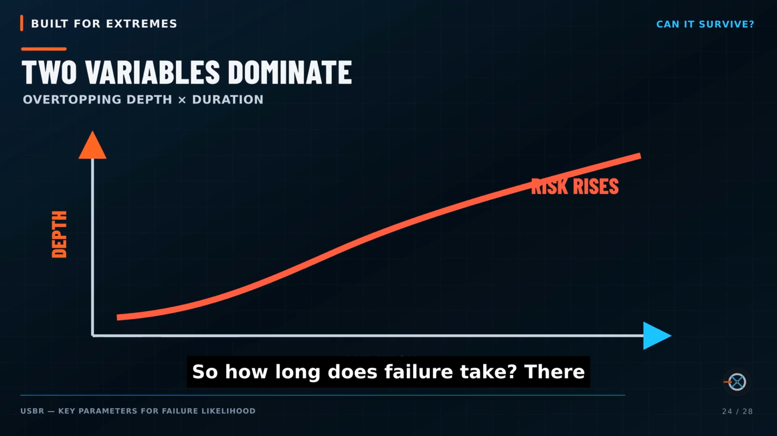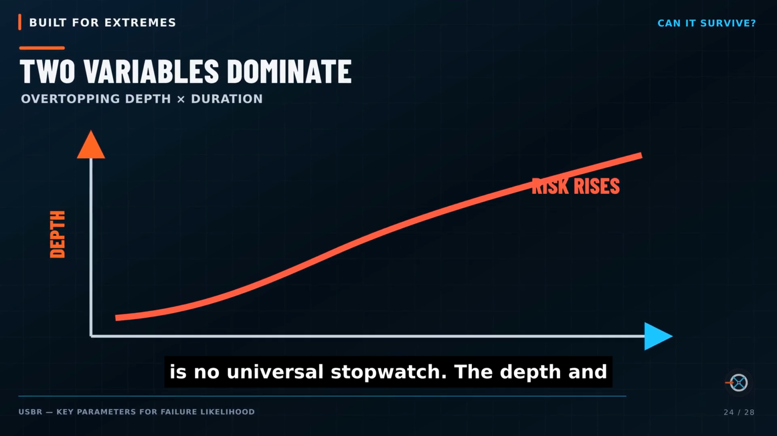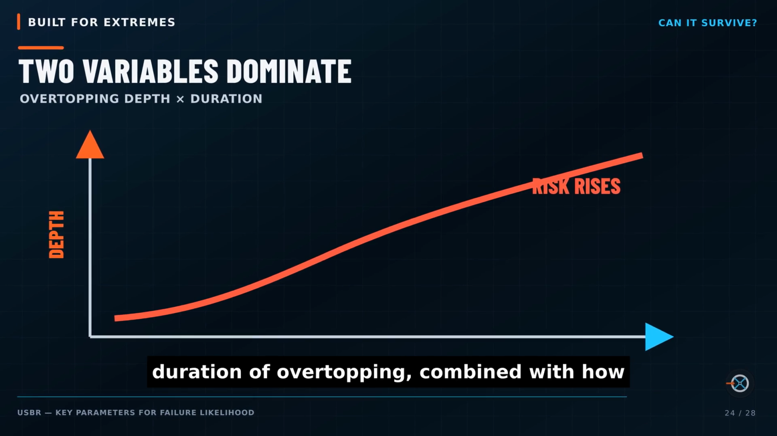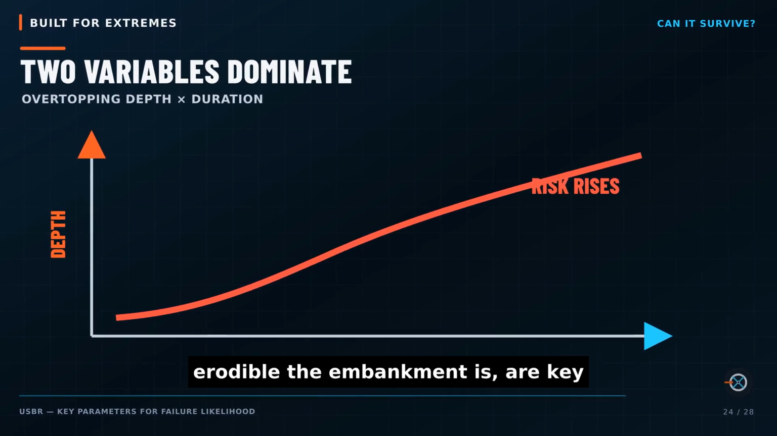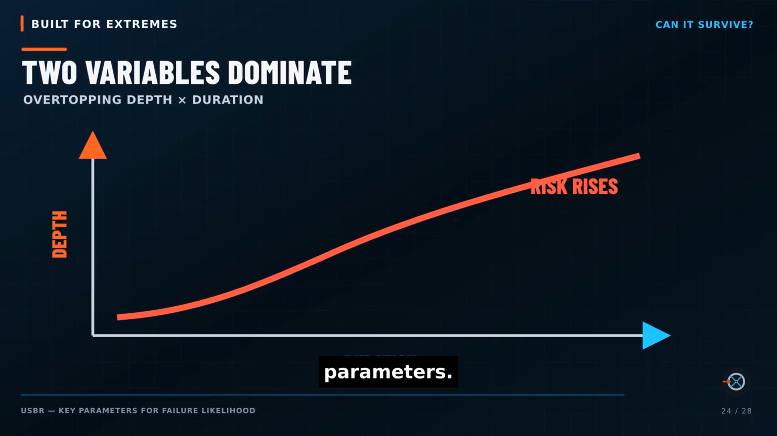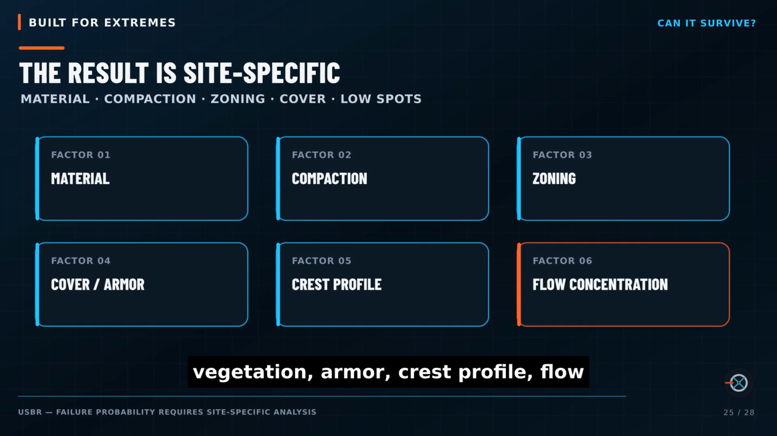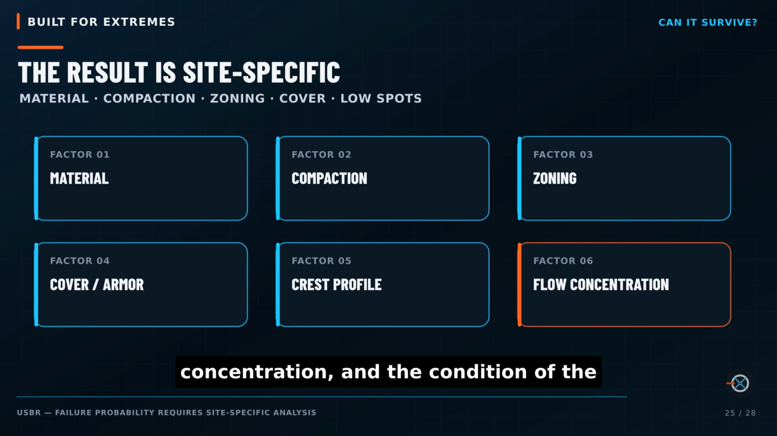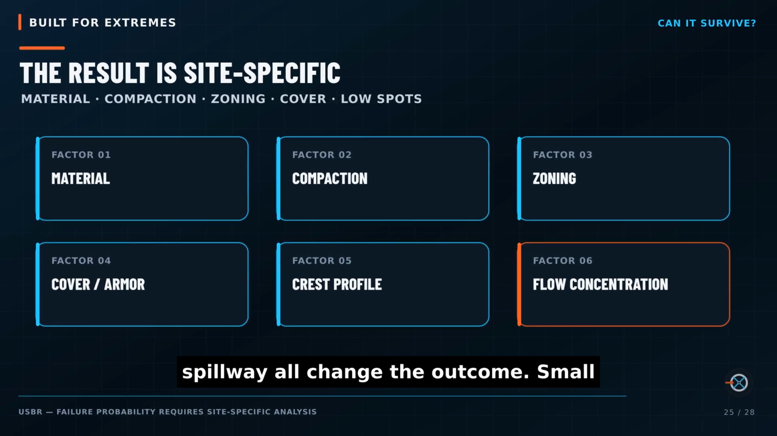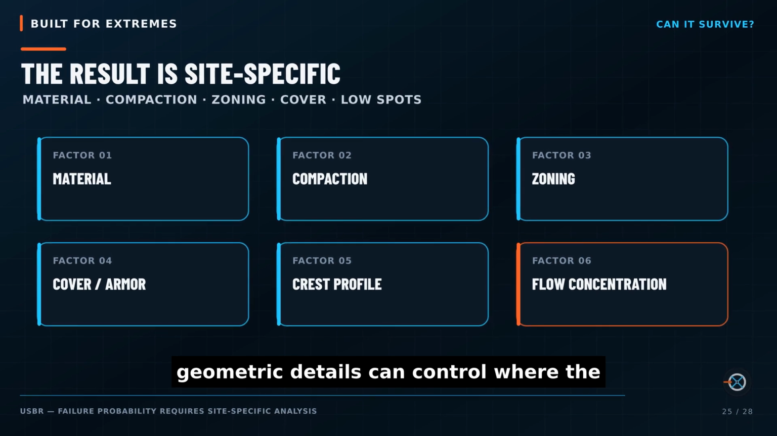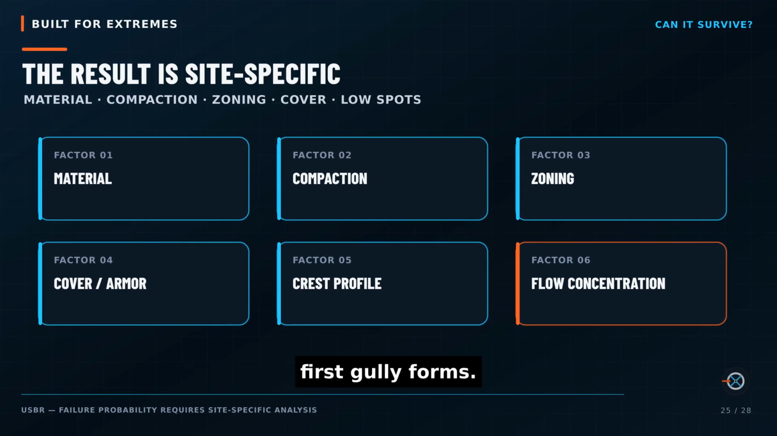So how long does failure take? There is no universal stopwatch. The depth and duration of overtopping combined with how erodible the embankment is are key parameters. Material type, compaction, zoning, vegetation, armor, crest profile, flow concentration, and the condition of the spillway all change the outcome. Small geometric details can control where the first gully forms.